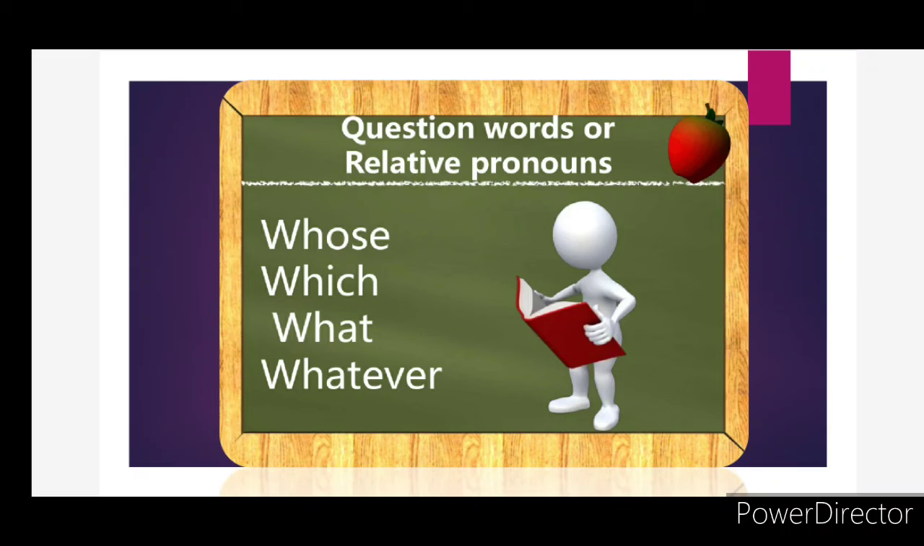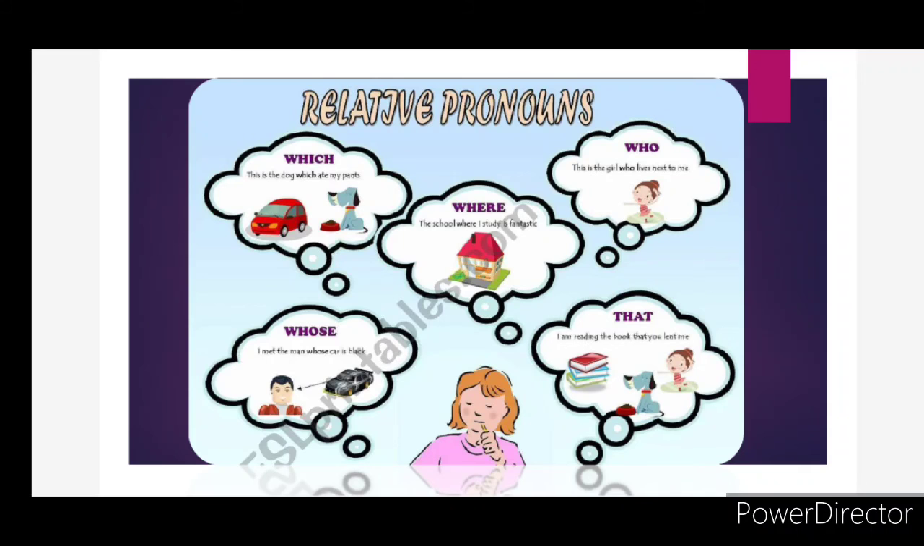Then we have question words or relative pronouns, which include which, whose, what, and whatever. All these are examples of question words because you ask questions. Questions begin with whose, which, what, and whatever. So all these are examples of question words or relative pronouns. This is the dog which ate my thing, right?